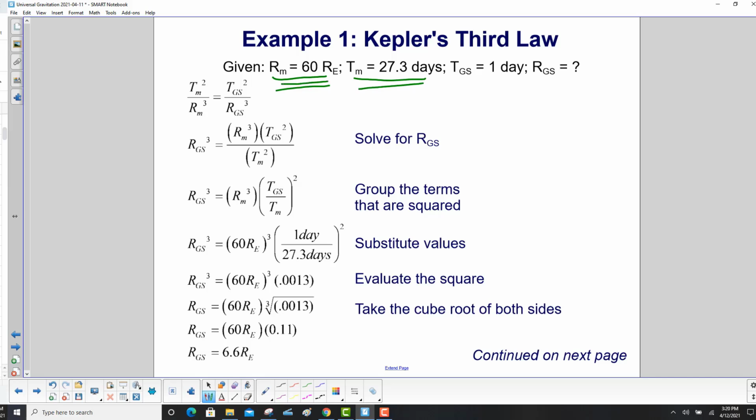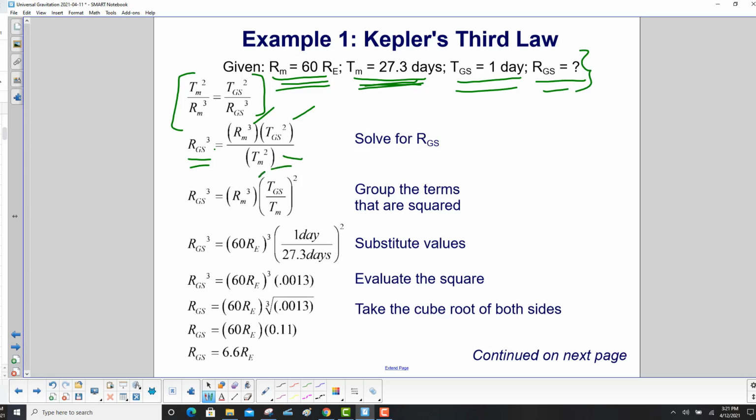We've got how far the moon is from the center of the Earth. Here's the period of the moon making one complete orbit around the Earth. And here's our geosynchronous satellite. It makes an orbit every day, and we want to find out how far above the Earth's center it is. So here's Kepler's law. T squared over r cubed is the same for anything orbiting the Earth. We solve for the distance of the geosynchronous satellite. Notice that's cubed, so that's going to be the moon's distance cubed, times the period of the geosynchronous satellite squared over the period of the moon squared.